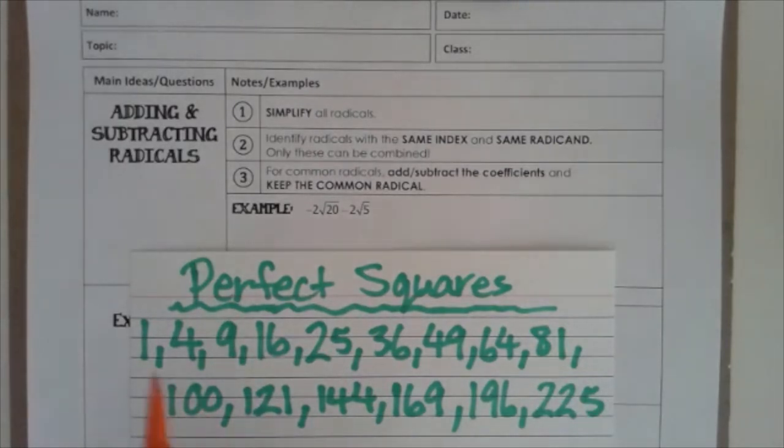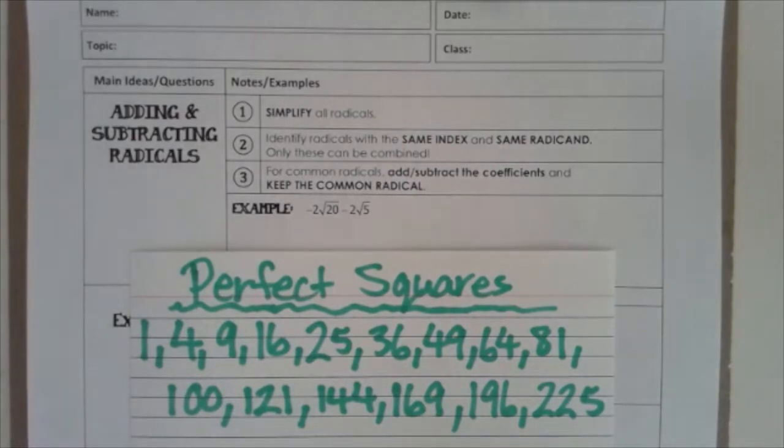So we're going to need our perfect squares, and I have them listed here on my note card. Feel free to jot those down on your paper. You're probably going to need these because the steps to doing this are pretty familiar to us. Step one, we're going to simplify all radicals. So we have our very first example here, -2 square root of 20 minus 2 square root of 5.